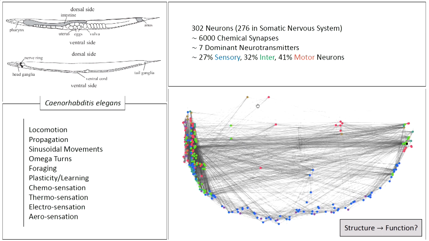So some of the functions that we hope to capture are listed here. For example, this worm has very distinct behavioral patterns of locomotion. It has very controlled propagation in the forward and backward direction. There are very distinct sinusoidal body movements. You also have these very sharp turns called omega turns, which they utilize to avoid certain harmful toxins. There is also a lot of plasticity, learning based on experience, and it has the ability to sense a lot of chemicals, electric field, thermal gradients, and so on.